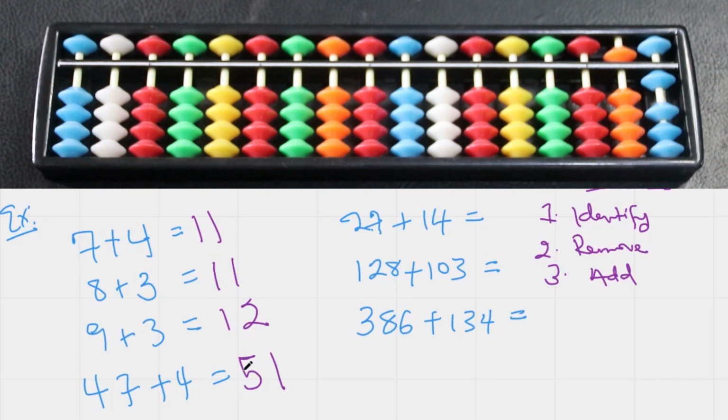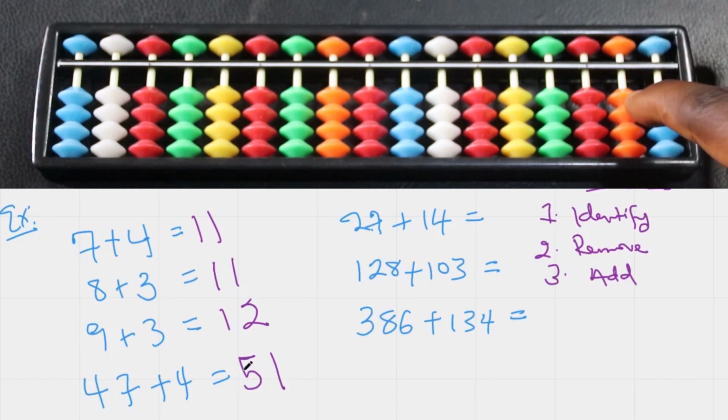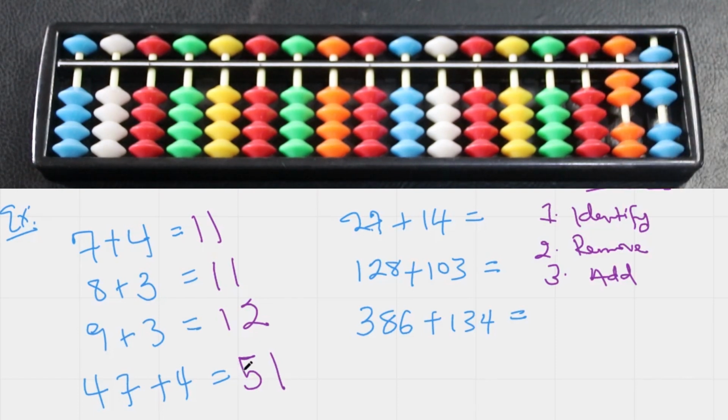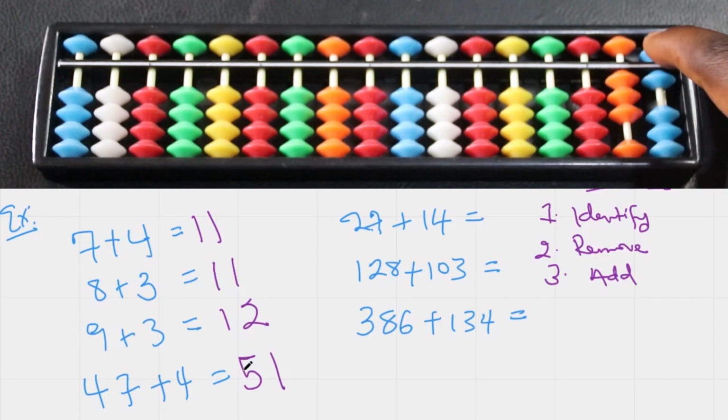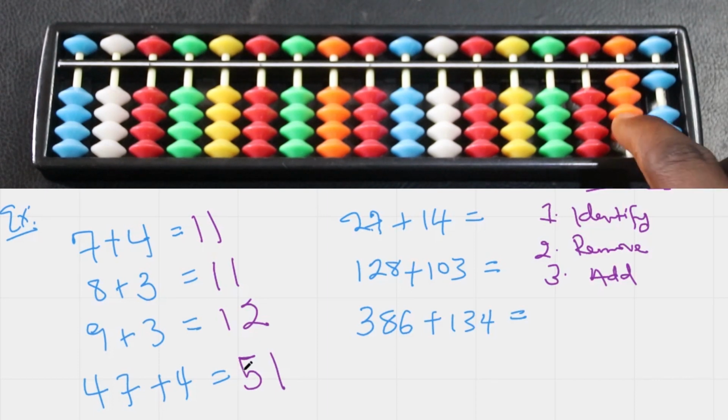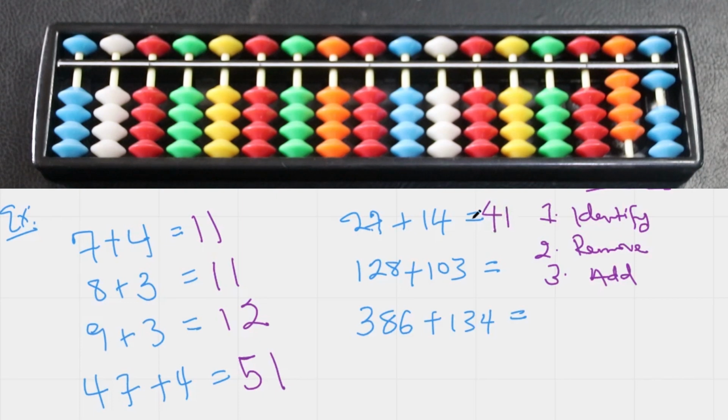Again, let's go ahead. 27 plus 14. 2, 7 plus 1, 4. Add 1, 4. What's the 10 component of 4? 6. So remove the component 6 and add 1. What's your answer? 27 plus 14, you have 41. Let's put it down. 41.